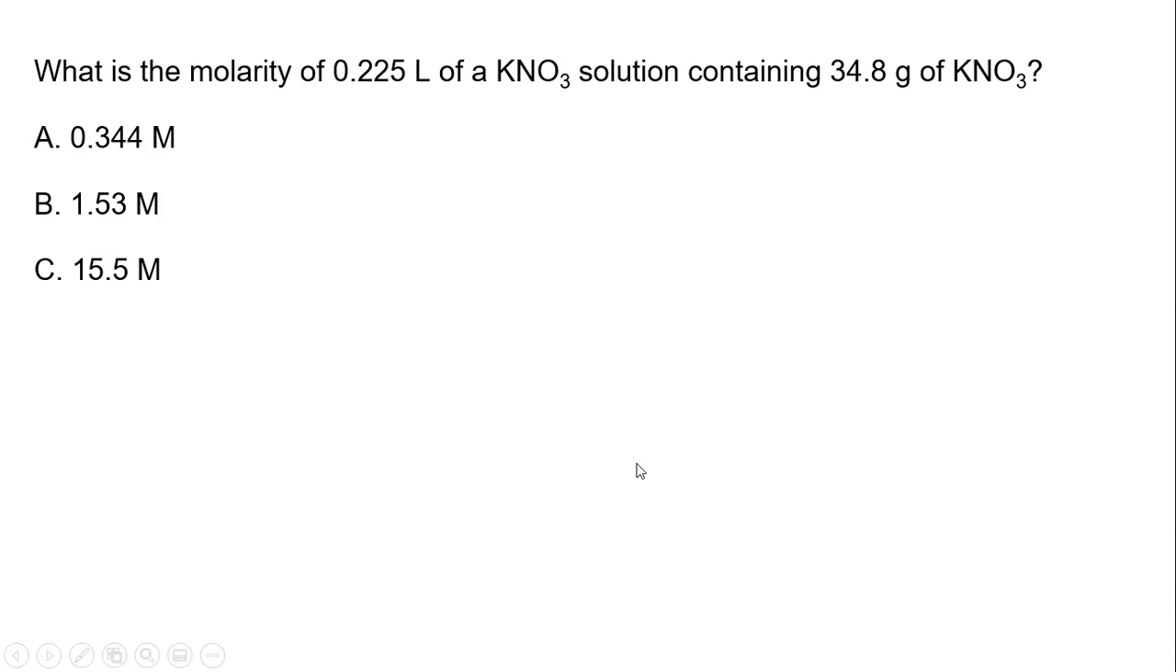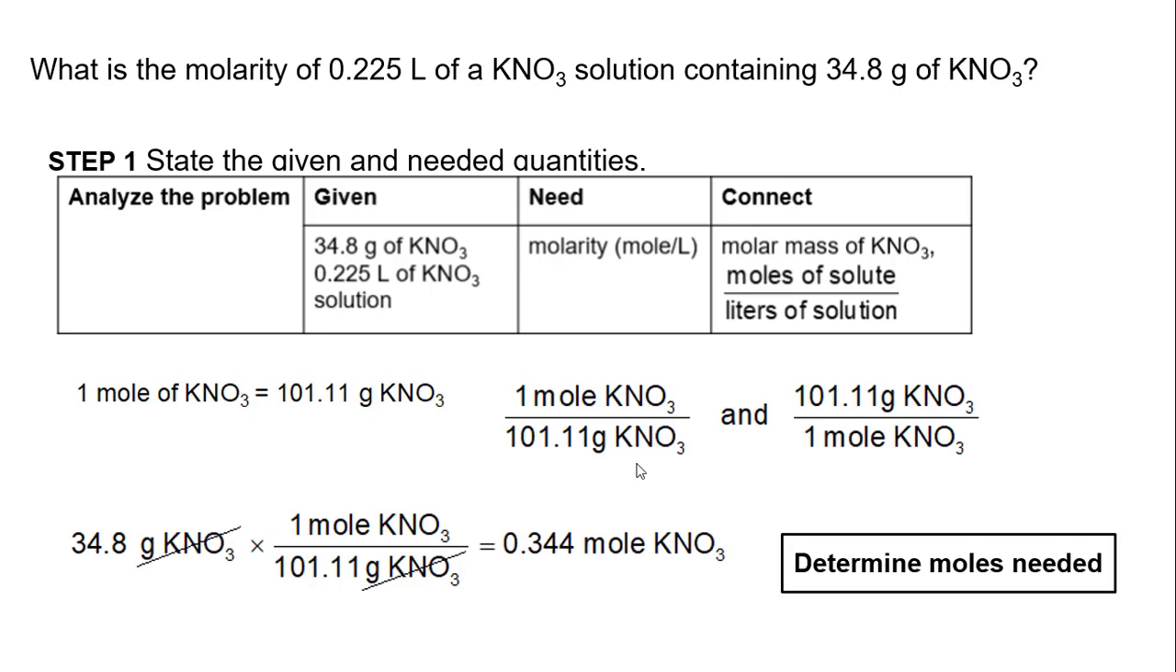What is the molarity of 0.225 liters of potassium nitrate solution containing 34.8 grams of potassium nitrate? So we're not going to worry about this. Let's just calculate the problem. Here, state the given and needed quantities. We're given 34.8 grams of potassium nitrate. No big deal. We know how to convert from grams to moles. And now we are also given our liters here, our volume. So 0.225 liters of potassium nitrate.